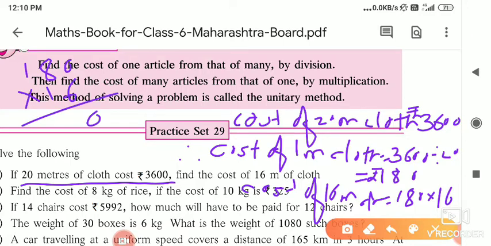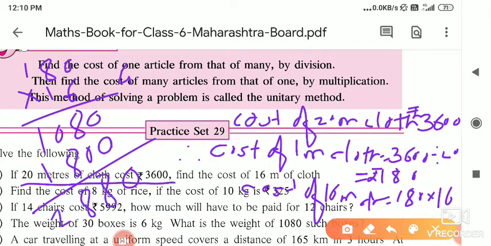So 6 8s are 48. Then 6 1s are 6 plus 4 is equal to 10. Now 0 and here it is 180. So you will get 2880, which means 2880 rupees is the cost of 16 meter cloth.